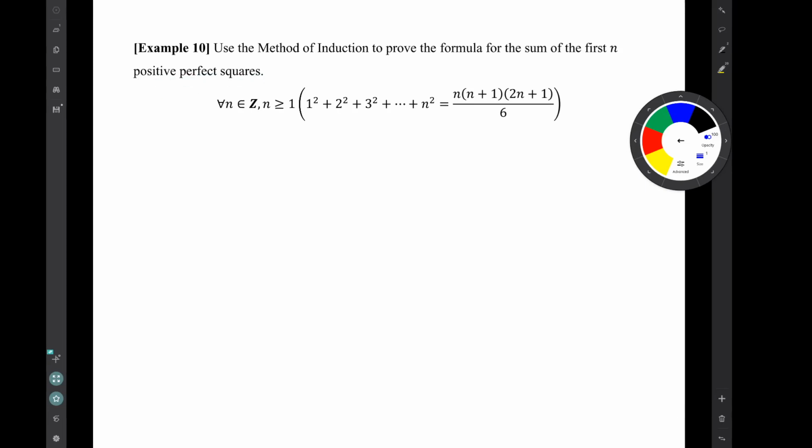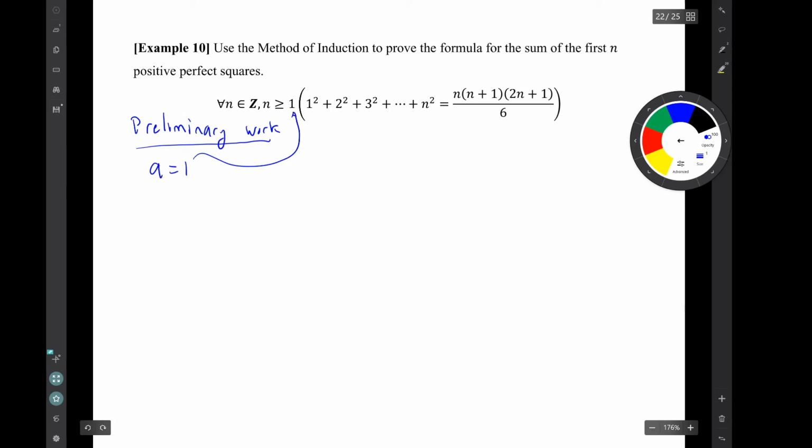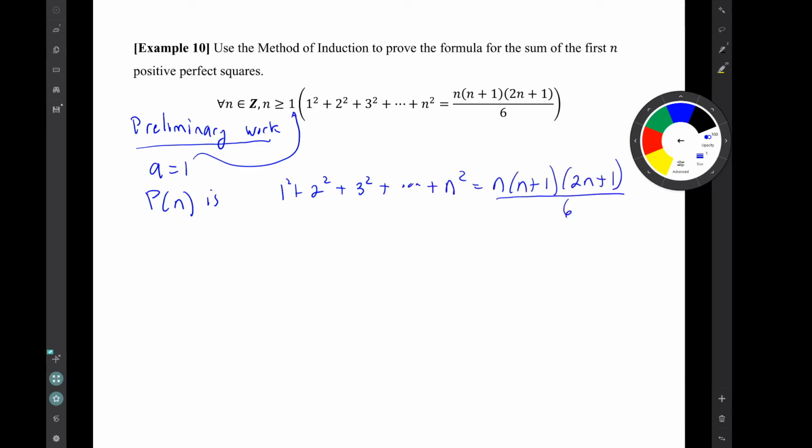So here we go. Let's do the preliminary work. We identify our A. A is the number 1. We can spot that by looking at that inequality. We have to identify our predicate. That's our predicate, P(n). We have to identify P(A).